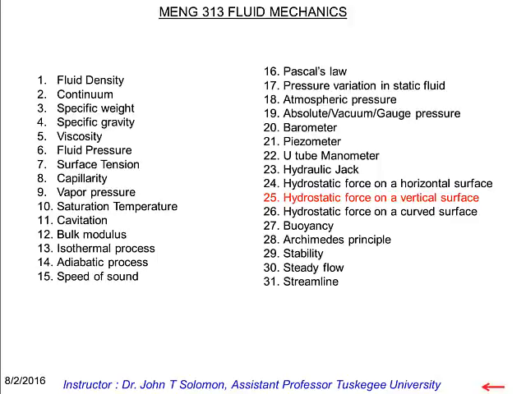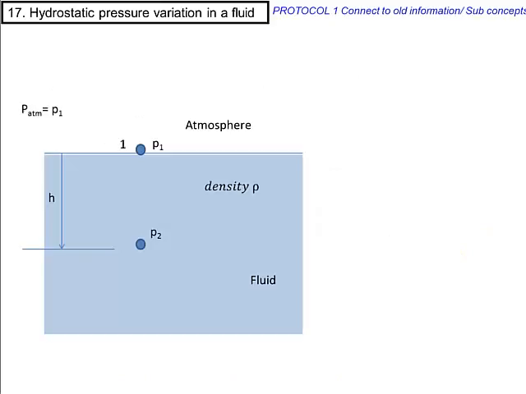Hello and welcome back. In this lecture, we learn how to calculate hydrostatic force on a vertical surface. In video 17, we have seen that hydrostatic pressure at a location can be related to fluid density ρ, height from a reference location, h, and pressure at that reference location. From this equation, it is evident that pressure varies with distance h.